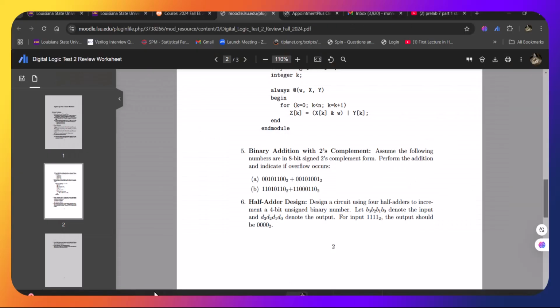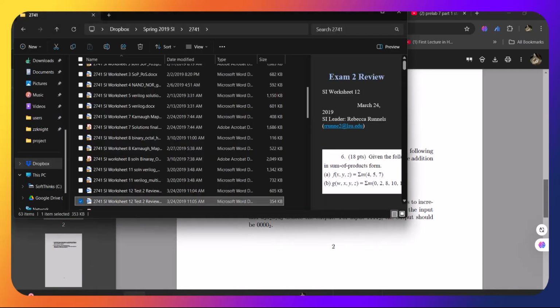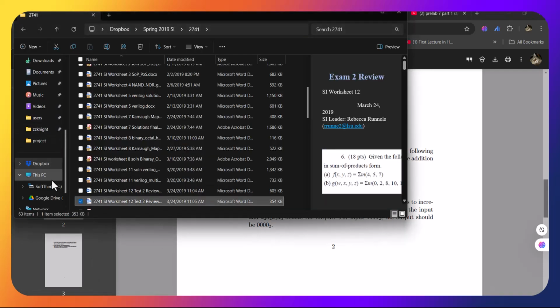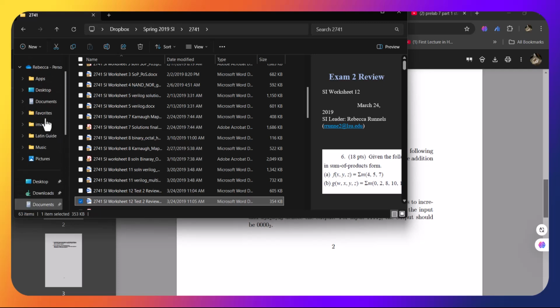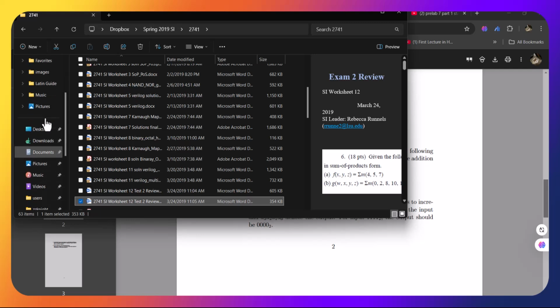if we take a look at it, oh, I don't have it on this computer.